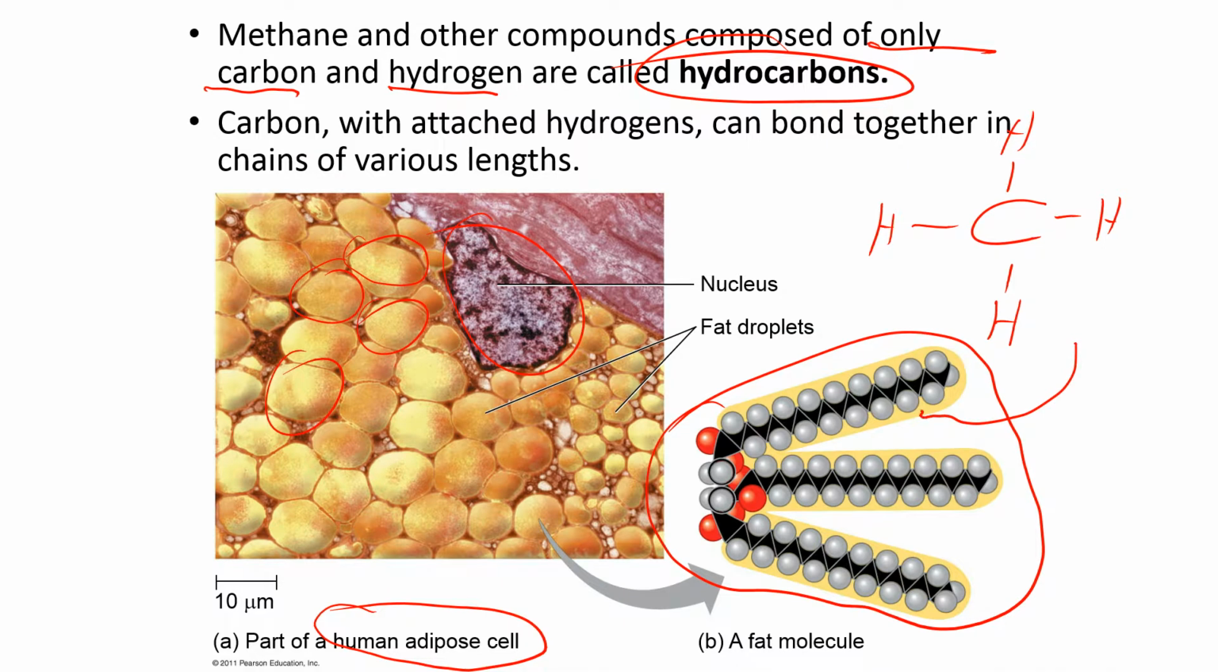This right here is only one what we call a fatty acid chain. Notice that you have a total of 3 fatty acid chains.